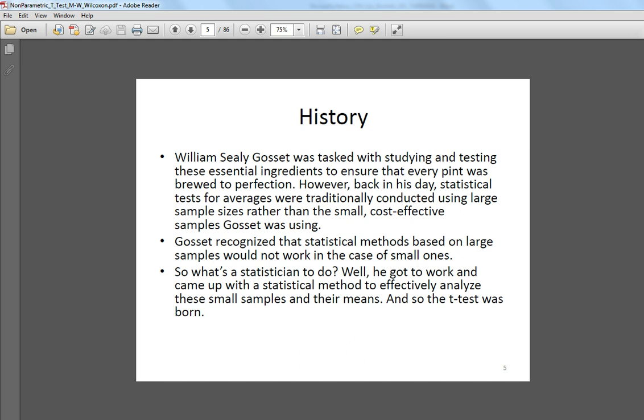And so what would a statistician do if you can't find a statistical method to effectively analyze a small sample size with their mean? Well, of course, you have to make one. So that's what happened, and that's the birth of the t-tests.